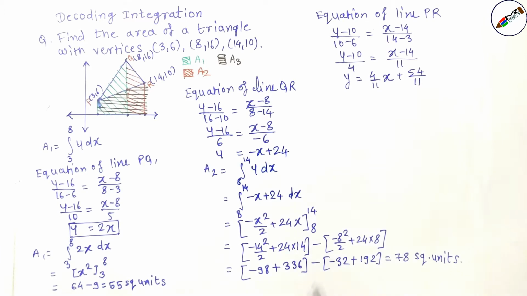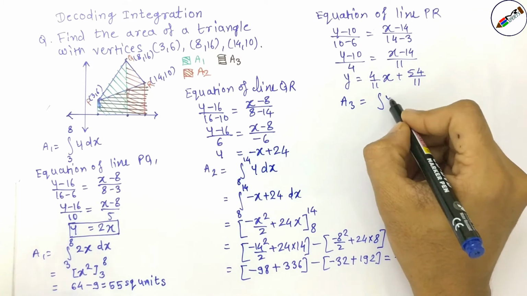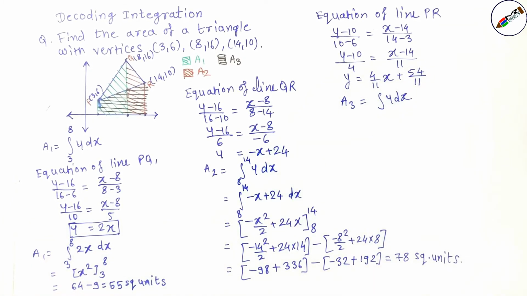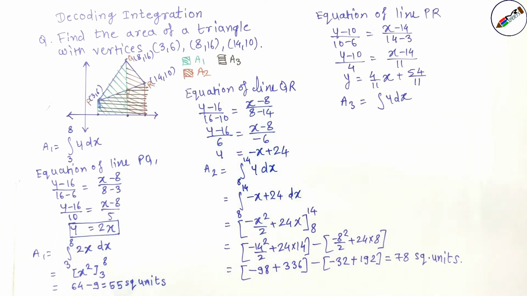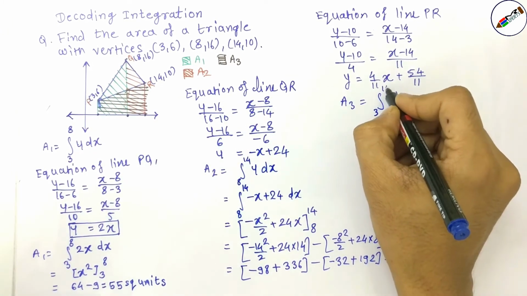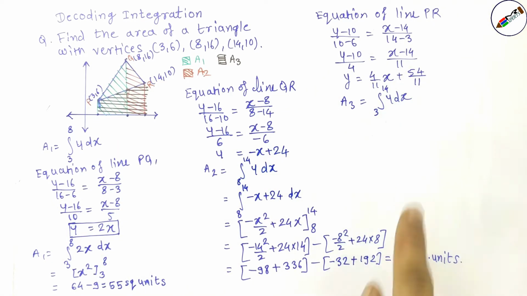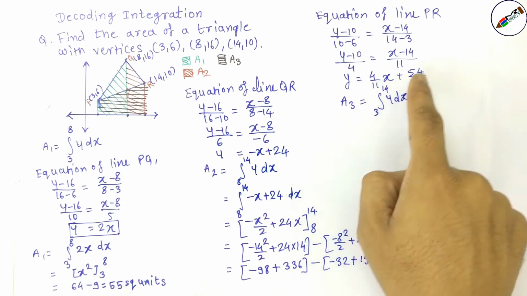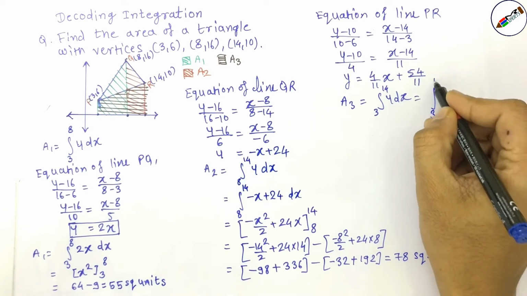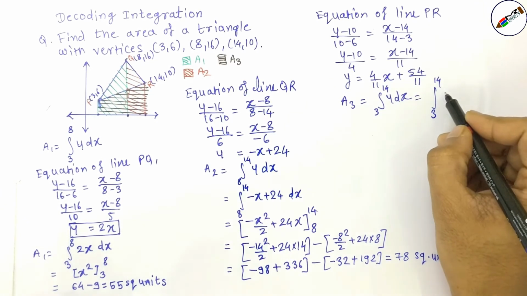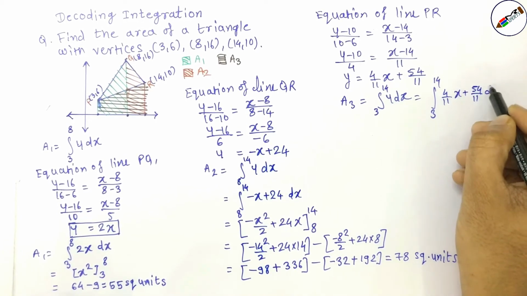Now what will be area A3? It will be simply integration of y dx. But what are the limits? Let us check. The limits are from 3 to 14. So let me write down 3 to 14. But what is y for line PR? So it is 4 upon 11 x plus 54 upon 11. So let us integrate that. Integral from 3 to 14 of (4 upon 11 x plus 54 upon 11) dx.